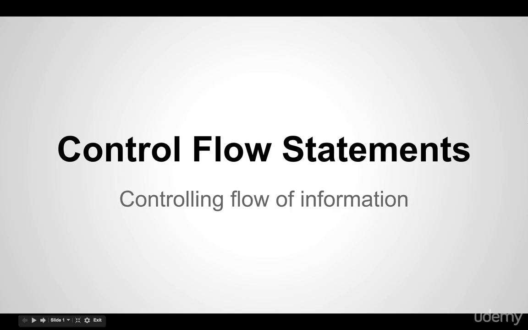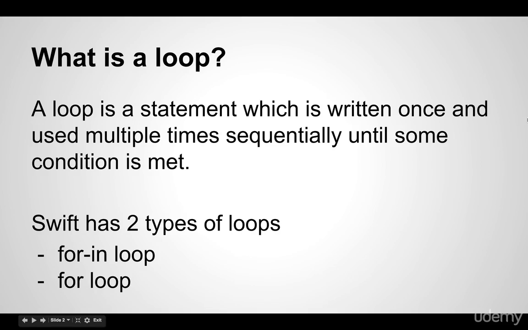Control flow statements. Controlling the flow of information. So first of all, you need to know what a loop is. A loop is a statement which is written once, and you use it multiple times sequentially until some condition is met. Okay, so Swift has two types of loops. It has a for in loop and a for loop. So let's take a look at these two loops.